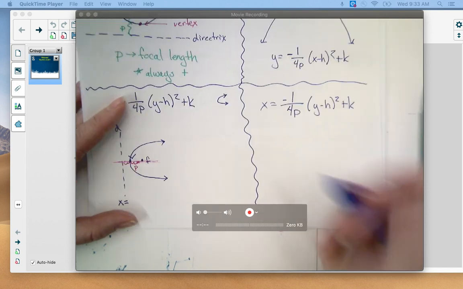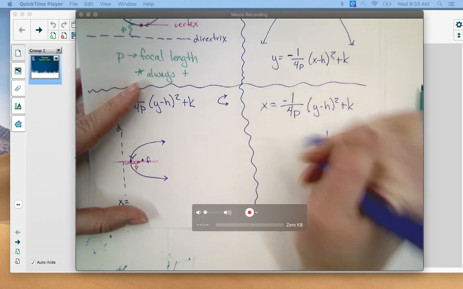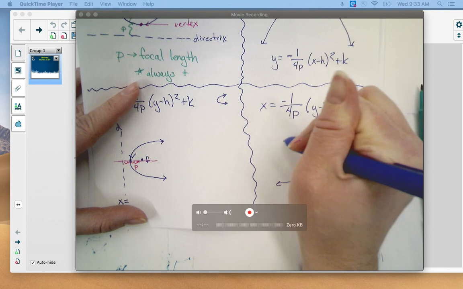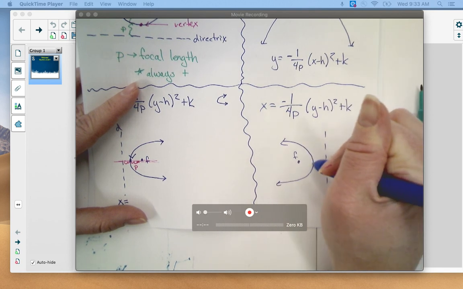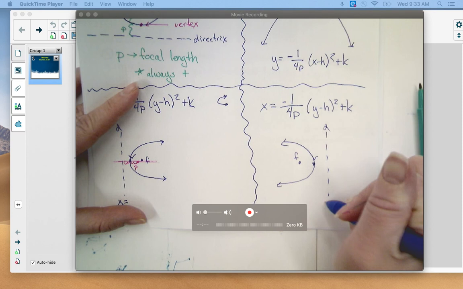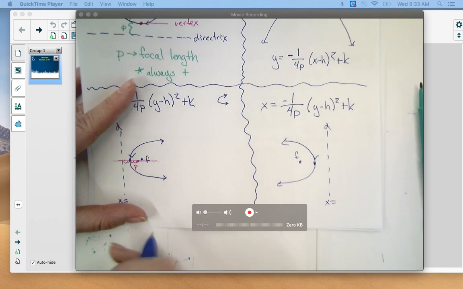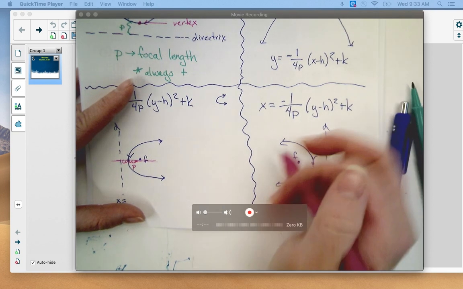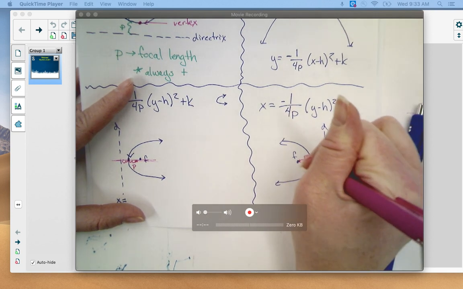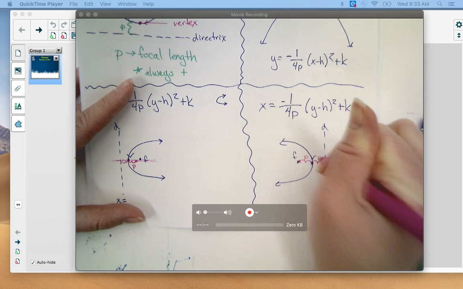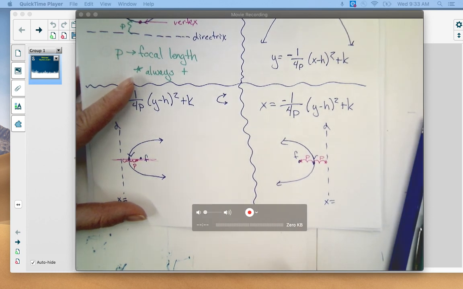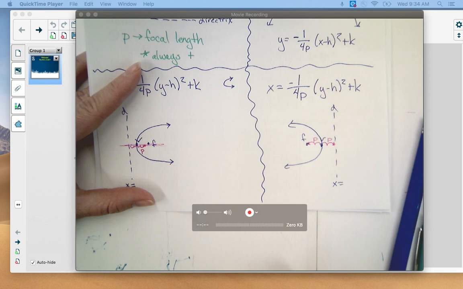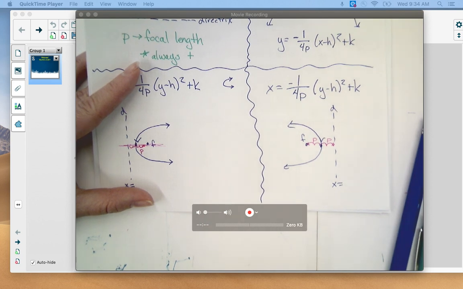Things to notice, patterns. Same idea over here. Focal point, vertex, directrix, x is equal to. Again, it matters if the focal point is to the left or to the right of the vertex, and if the directrix is to the left or the right. And again, I'm going to the left of my p-value and to the right of my p-value. Do you see how it's the same concept, just expanded a little bit further?